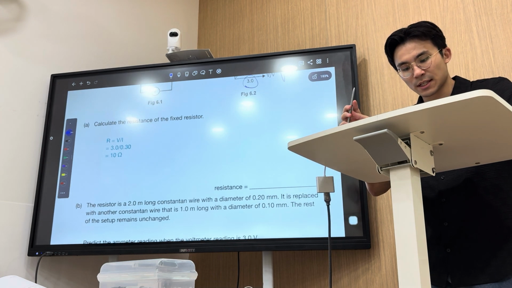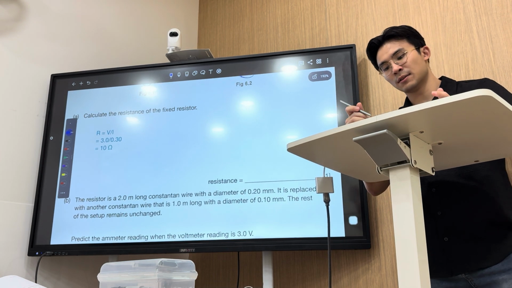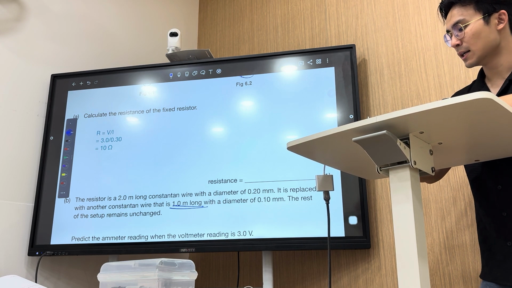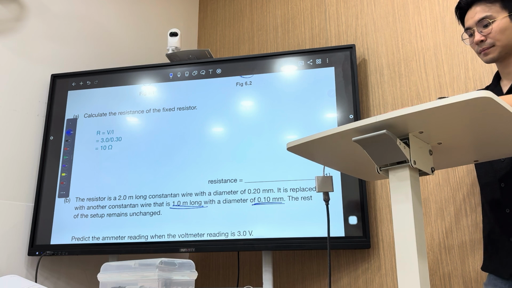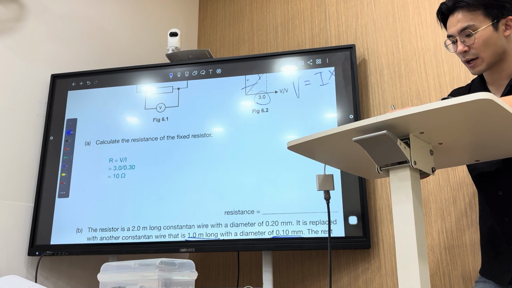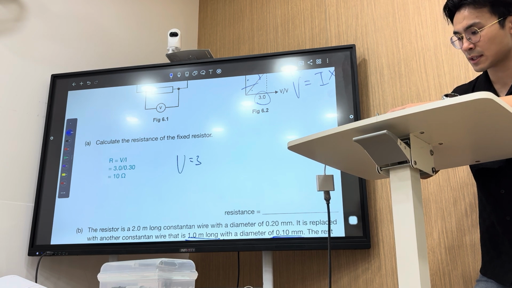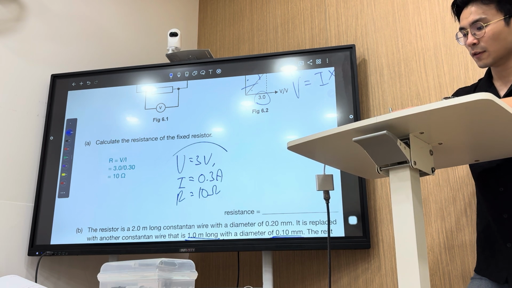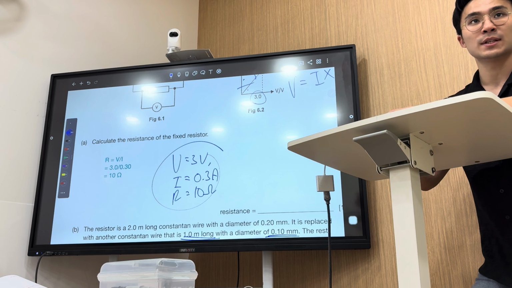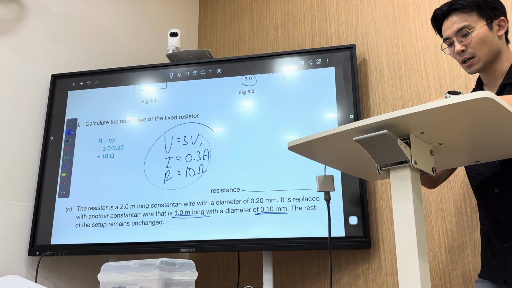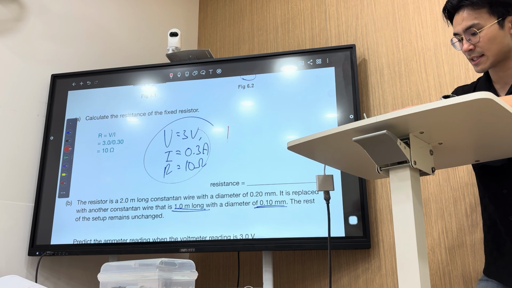Next, the resistor is a 2 meter long constant current wire with a diameter of 0.2, and so on. You are replacing it with a shorter wire with a thinner diameter. Currently you have 10 ohms, V is still 3 volts, I is 0.3 amperes, and resistance is 10 ohms. All of this, with the exception of your potential difference, is about to change. Your I and your R will both change. How? Because we are going to utilize the same formula.